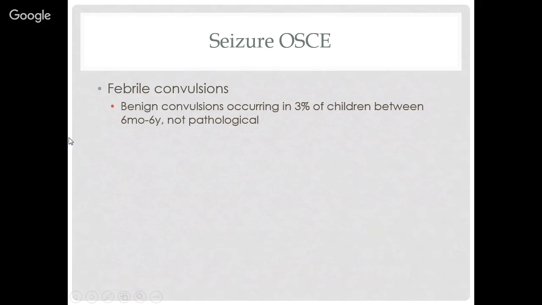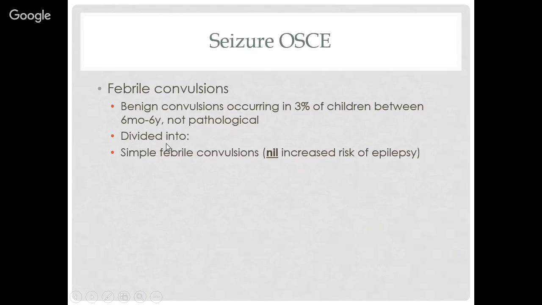They occur in about 3% of children, aged 6 months to 6 years. So outside of this age range, it can't really be febrile convulsions. So a 2-month-old with seizures is always serious, even if they have had a febrile illness. And this is not pathological. And then it can be divided further into simple and complex febrile convulsions.